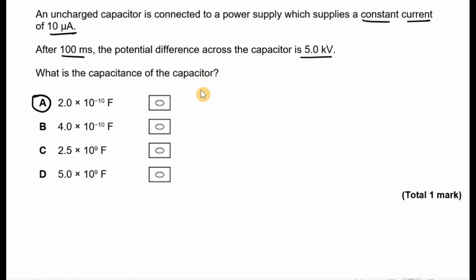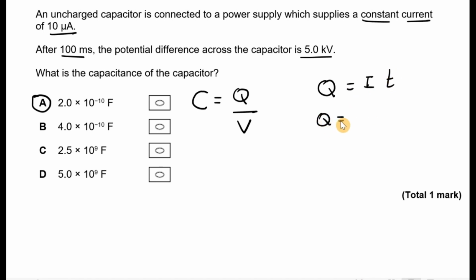Well, let's think of the equation I'm going to use to come up with my final answer, and that is capacitance is equal to the charge over potential difference. Well, I've got my potential difference. I now need to find my charge. Well, luckily we're told there's a constant current of 10 microamps running for 100 milliseconds. So I can use the equation that charge is equal to current multiplied by time.